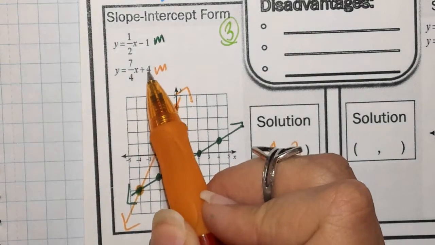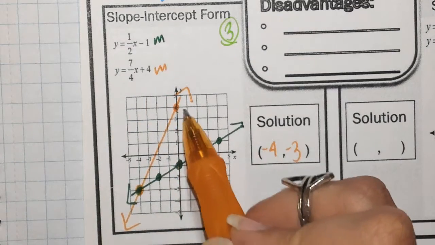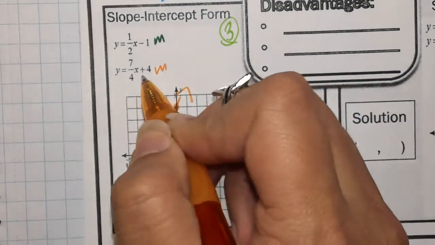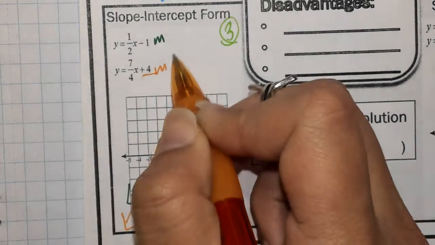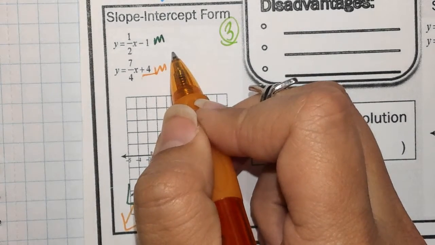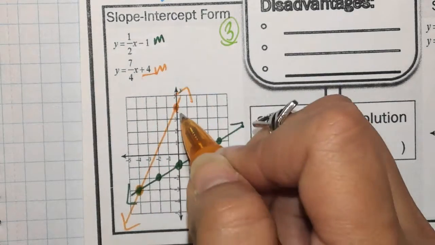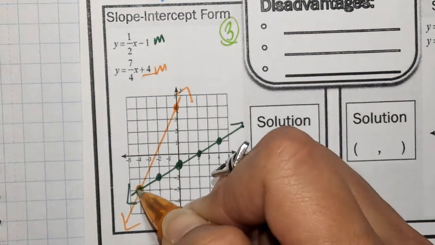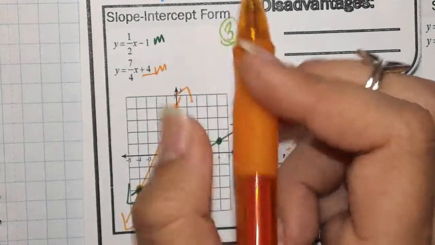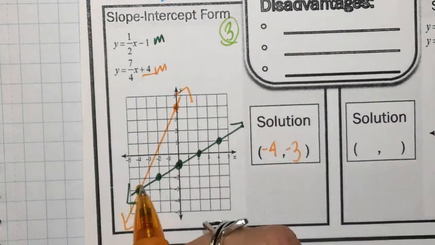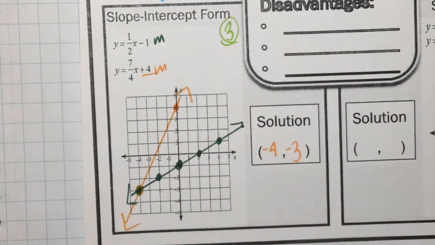For my second one, I went up 4 because my y-intercept is positive 4. Now, do I have enough room to go up 7? No, so I went down 7, left 4 because it's positive, so it has to go this way. My solution is at negative 4, negative 3.